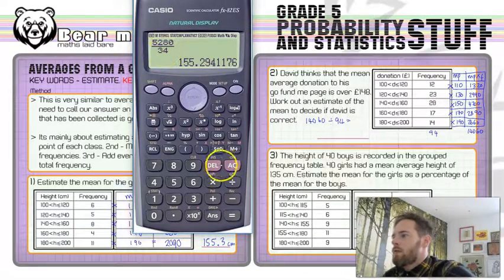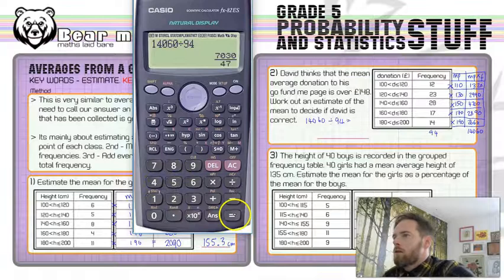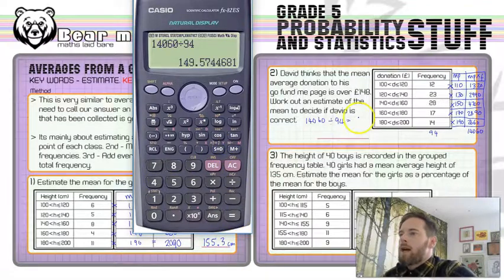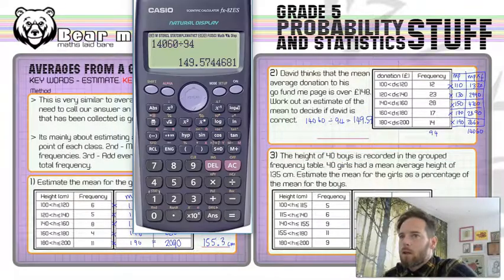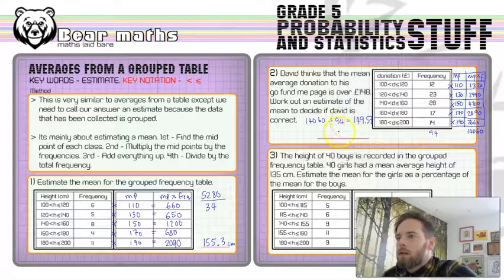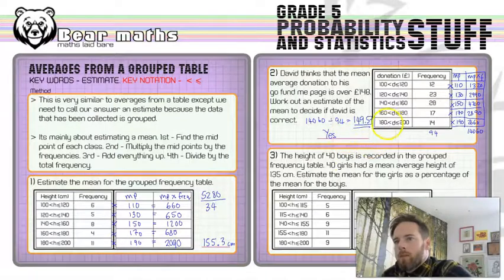Again, you don't have to do it as a fraction necessarily. You could do 14060, divide it by 94, see if it's over £148 on average. The mean average is £149.57. I think 57, yes. So is David correct? Is it over £148? We've just shown yes, he is. Okay, so our answer is yes to that question, and our maths backs it up.